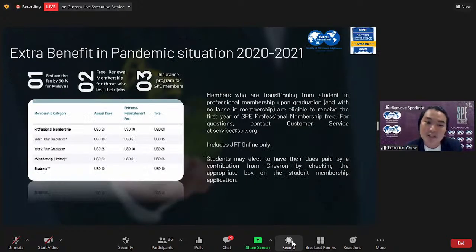This is the same thing as shown just now, which is more in a point form manner that we can see as usual. Allow me to elaborate again. We reduce the fee by 50% for Malaysians, free renewal of membership for those who lost their job, and of course, an insurance program for SPE members. We can even compare the prices in the table over there. And moving on to the next slide.